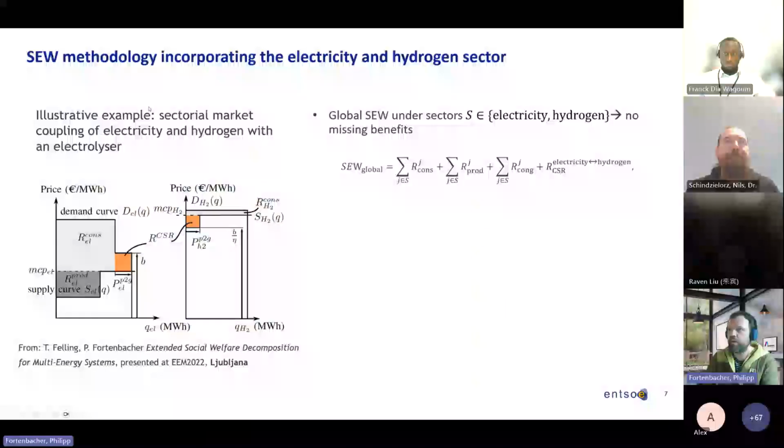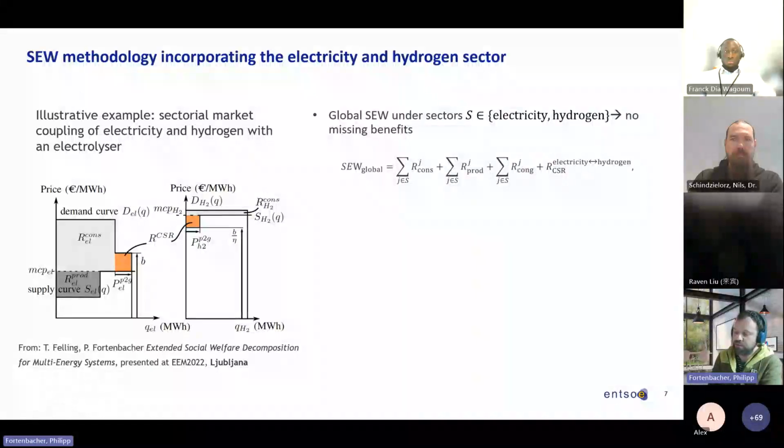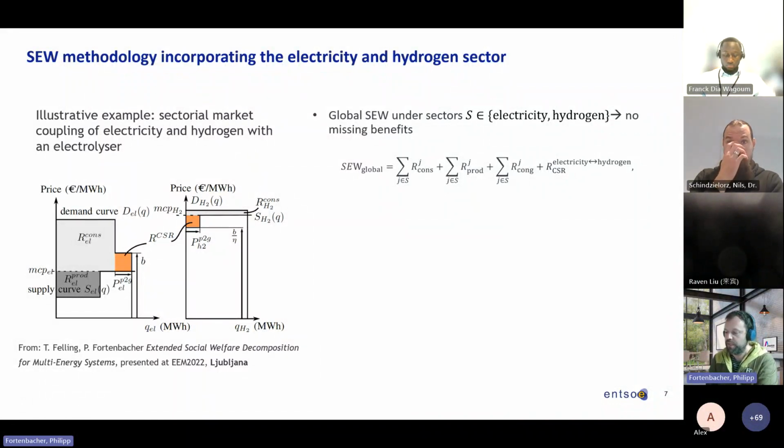So here I would like to show you what we have done for this SEW, because at the end, people now might ask why we do this. Why do we extend this SEW? But this is basically for two reasons. First of all, the TEN-E regulation forces us to do it. So we need to come up with an approach to capture the mutual influences between the sectors. So this is the first reason.